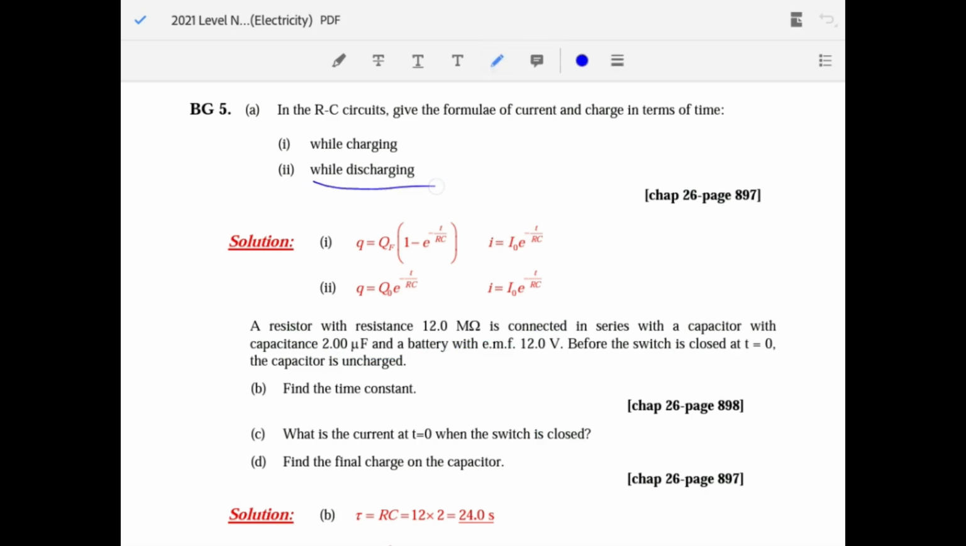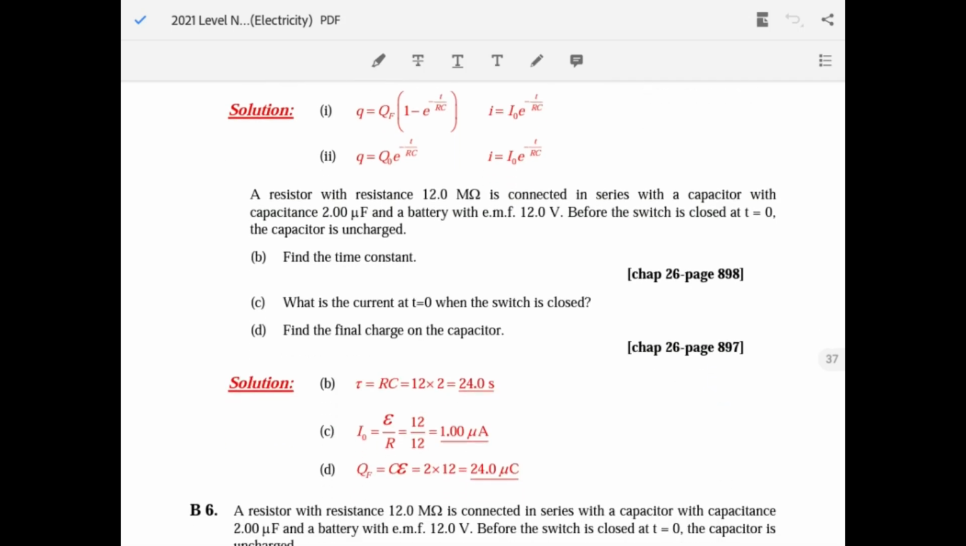And then while discharging, initially you have a charge Q0, and then it just goes like that. So E minus X again. The plot is like that. And then also current I0, it flows down like an exponential curve, decreasing.